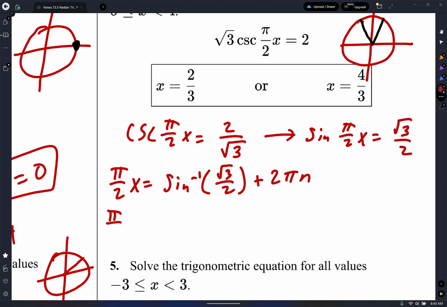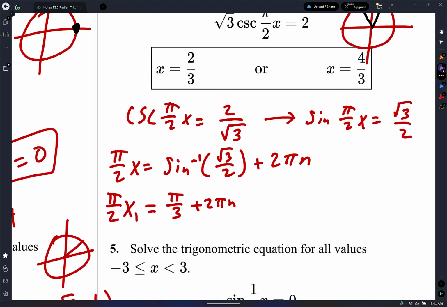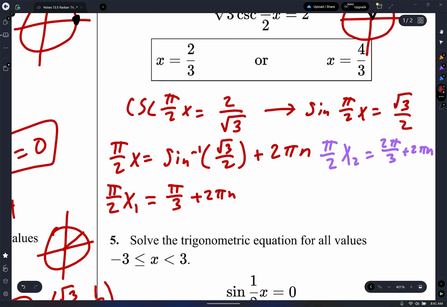So here we go. I'm going to write pi over 2 x1, because there's 2 of them, equals pi over 3 plus 2 pi n. And then let me change the color so it's easier to see the second equation. I'm going to write it right here. I'm going to write pi over 2 x2 equals 2 pi over 3 plus 2 pi n. I'm going to solve the red one first. So I'm going to multiply by 2 over pi. Whatever you do to one side, you do to the other. And I'm going to do the same thing in the other one, but I'm going to go ahead and continue this one first.